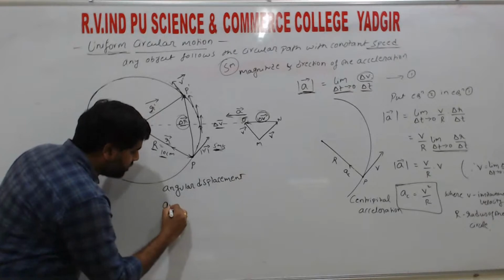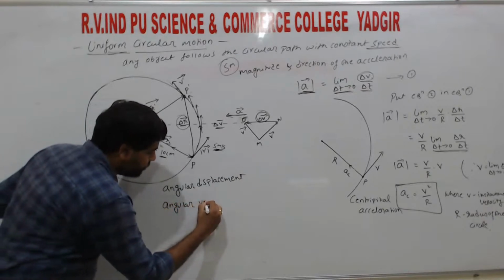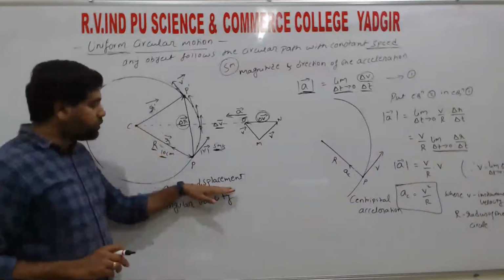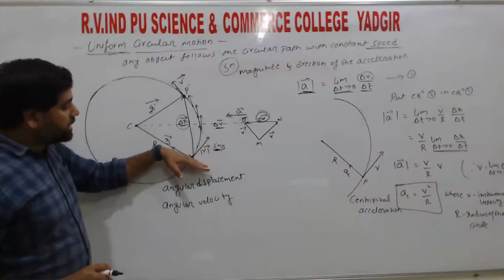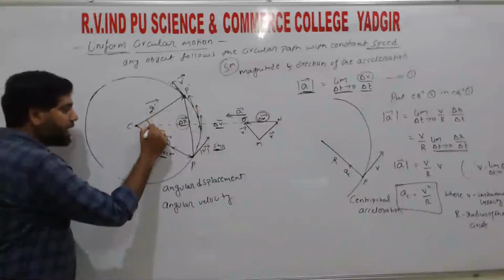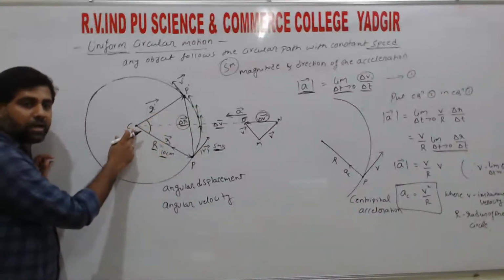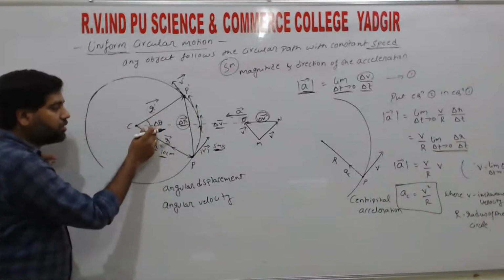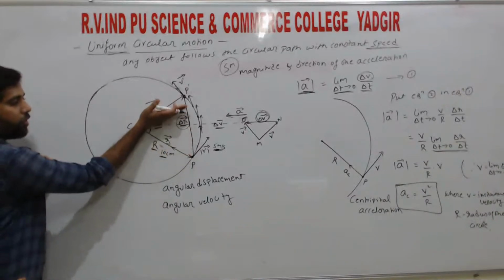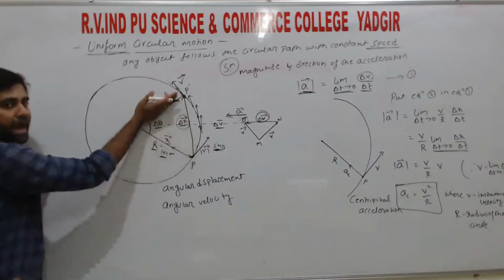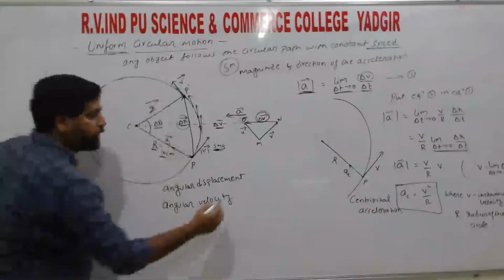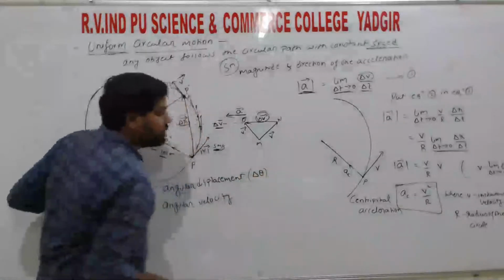So next one is angular velocity. What does angular displacement mean? While the object is moving from one point to another point in a circular path, it makes some angle at the center of the circle. This displacement, delta theta, is the change in position from P to P dash. It forms some angle, and that displacement we call the angular displacement, denoted by delta theta.